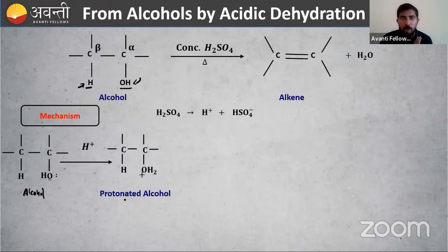So we want to remove this OH, right, to form the alkene. Actually, this OH group is a poor leaving group. It is not ready to leave the system. In order to make it a better leaving group, we are doing protonation. So we are adding one H plus, then OH2 plus that is formed, that is known as protonated alcohol. Then what about the next step? Then we can remove H2O.